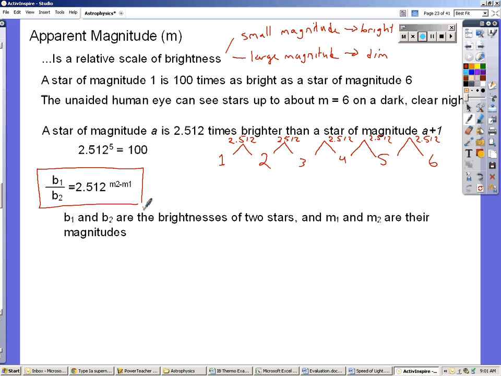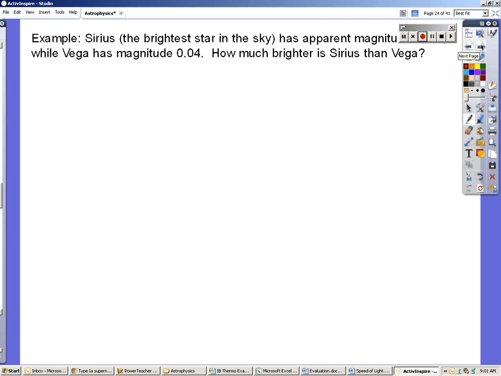Now, an example of how you use that: Sirius, which is the brightest star in the sky, has an apparent magnitude of -1.47, and Vega, which is also a very bright star, has a magnitude of 0.04. The question is, how much brighter is Sirius than Vega?